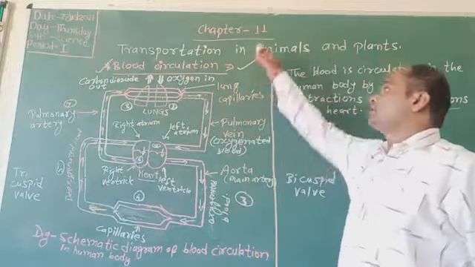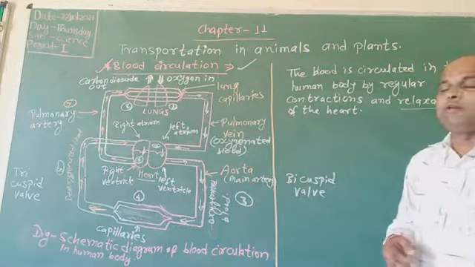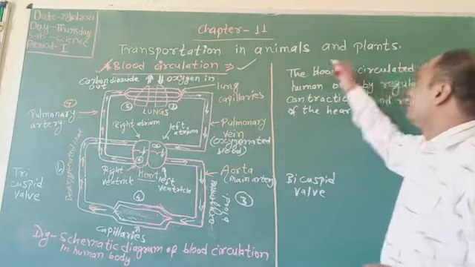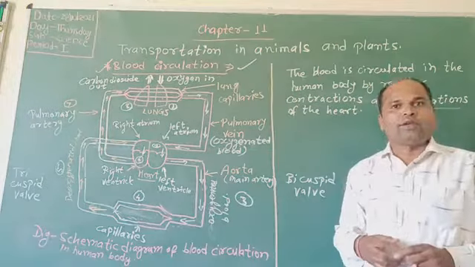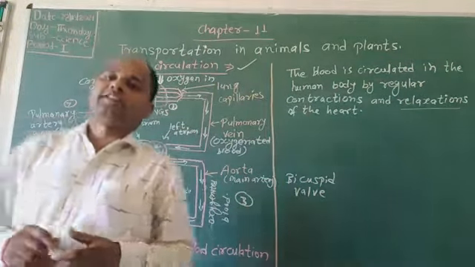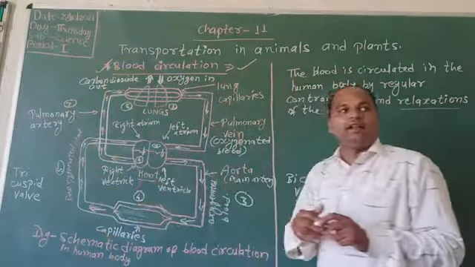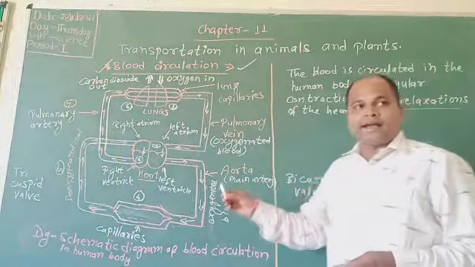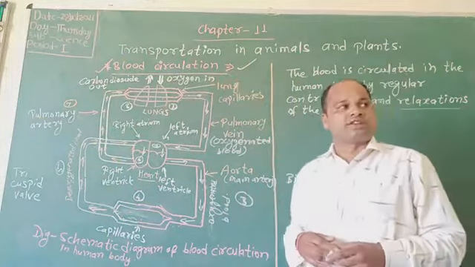Today I will teach chapter number 11. The chapter name is transportation in animals and plants. Today we will study chapter number 11, and today's class topic is blood circulation.